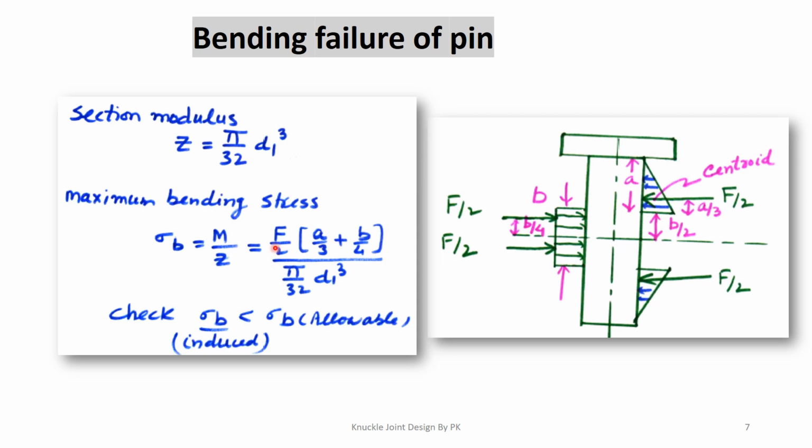So from this equation, we know the value of F, we know the value of A, we know the value of B, we know the value of pi by 32, we know the value of d1 cube. So this right side term is known to us, and we have to find out the value of the induced bending stress. And we have to check that this induced bending stress should be less than the allowable bending stress. If we follow this criteria, that sigma b induced should be less than sigma b allowable, then up to here our design is safe.